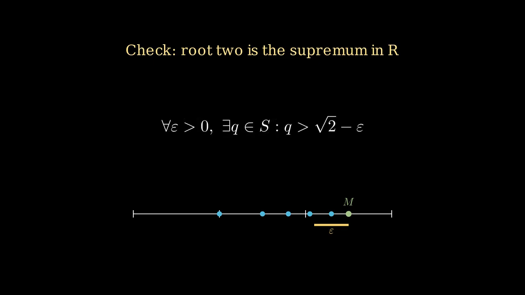This confirms that the square root of 2 is the least upper bound in the real numbers, even though it was missing from the rationals. This is exactly why completeness is the property that separates the real numbers from the rationals.